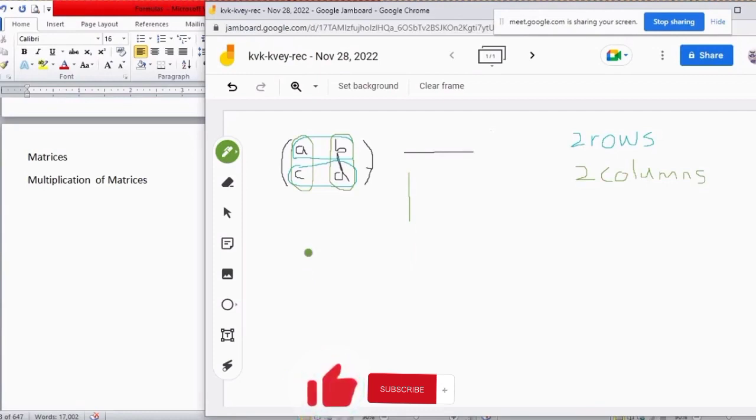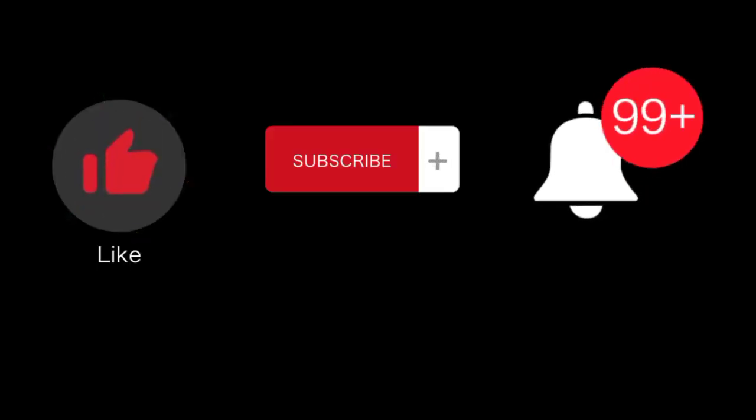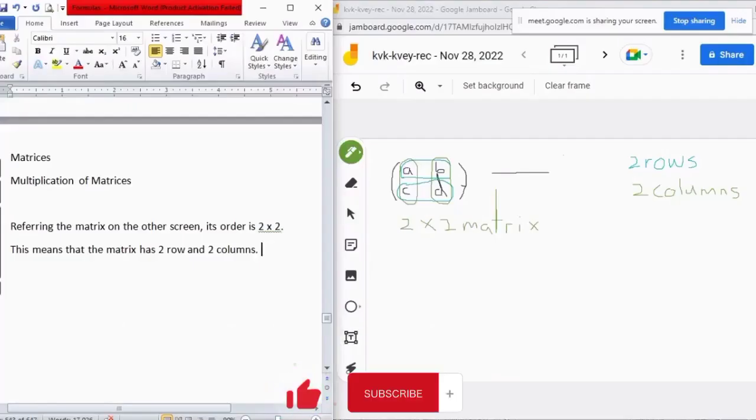So since we have identified the number of rows and columns in this matrix, now we can write the order of the matrix. So the order of this matrix is 2 by 2. Why is it a 2 by 2 matrix? Because it has a total of 2 rows and 2 columns. So now you can see the written note for the matrix referring to its order. Once again, it's a 2 by 2 matrix, because it has 2 rows and 2 columns.